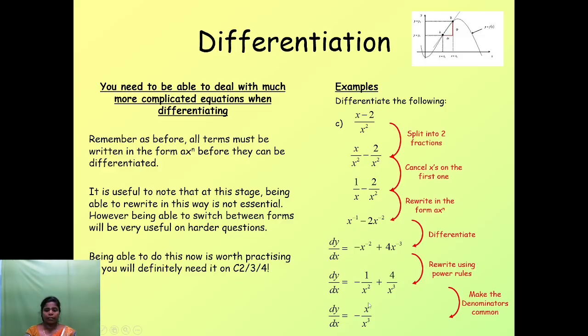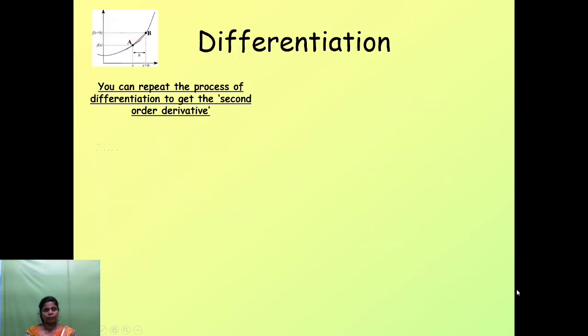Then minus 1 divided by x square plus 4 divided by x cube. The x square can be written as x divided by x cube. Multiply and divide by x, so we get minus x divided by x cube plus 4 divided by x cube, which is equal to minus x plus 4 divided by x cube, with the denominators common. Okay.